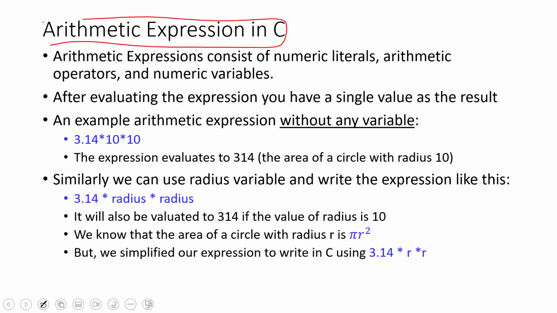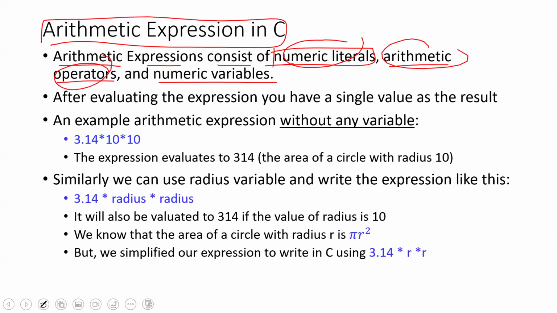What is an arithmetic expression? Warning, do not start reading the slide. As I said, my slides have a lot of text. Do not start reading the slide. I will help you to read it. An arithmetic expression consists of numerical literals, arithmetic operators, and numerical variables. So it means you have numbers, you have operators. What kind of operators do you have in arithmetic operations? Can you give me some examples? Addition, subtraction, multiplication. So these are arithmetic operators. So you have arithmetic operators, and you have numbers or variables in the operation.